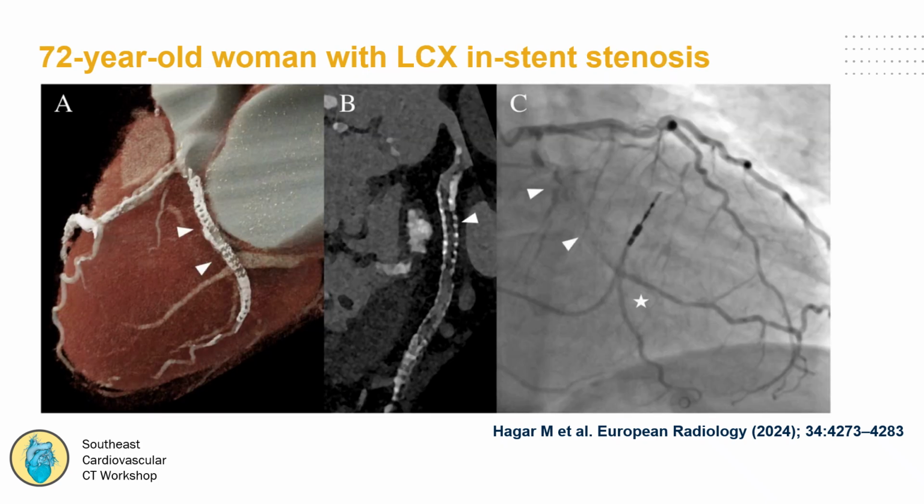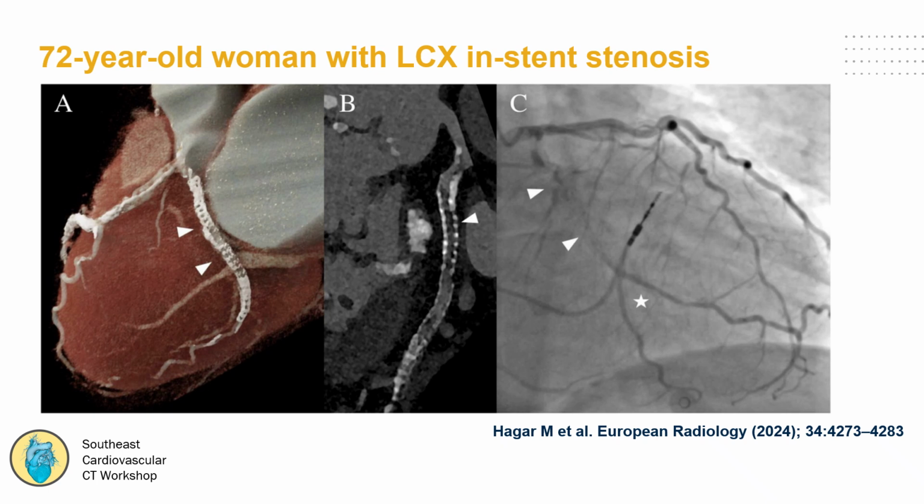This case shows an example of severe in-stent restenosis, likely complete in-stent occlusion, evaluated with ultra-high resolution photon counting CT. The case portrays a 72-year-old woman, also with severe aortic stenosis and prior stenting, but this time in the left circumflex artery. And on the left, the three-dimensional cinematic rendering demonstrates the course of the circumflex stent, marked by the arrowheads.